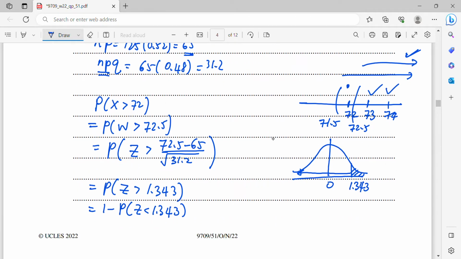Okay, so now from here I will write this is going to be 1 minus 0.9104. So at last you will be getting 0.0896.